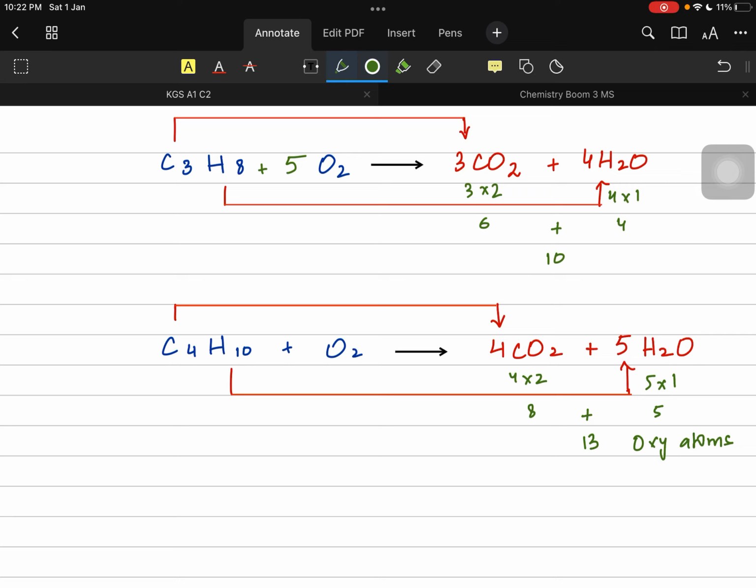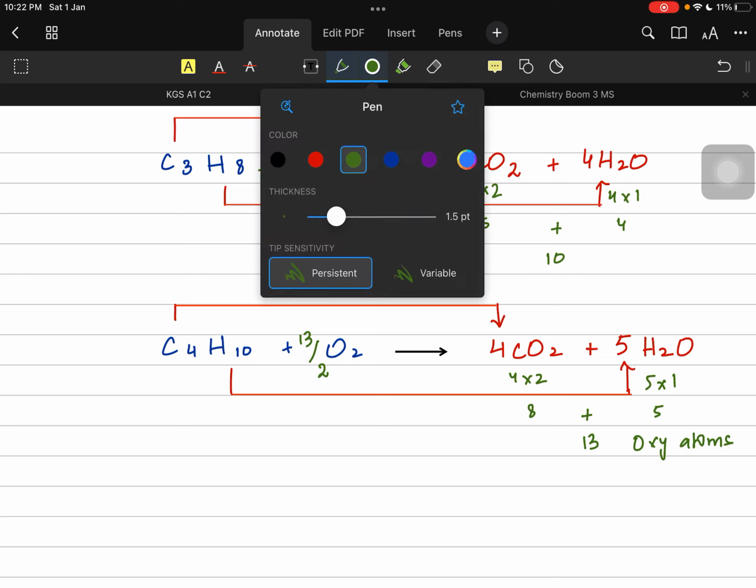But oxygen is a diatomic molecule, you know. So it should be 13 divided by 2. It is totally okay to write it as a fraction. So you can write 13 divided by 2 as a fraction. That is totally acceptable. So remember one thing.